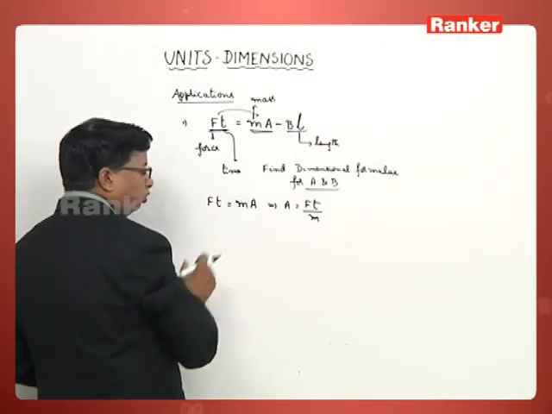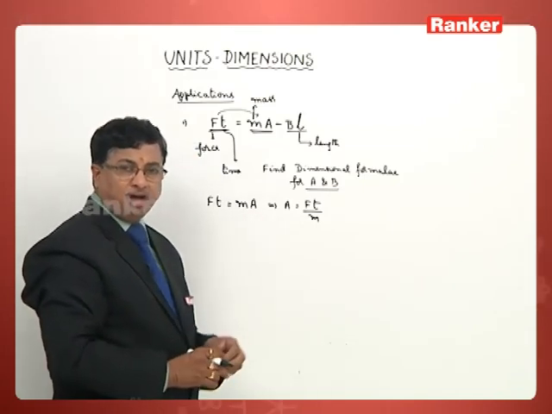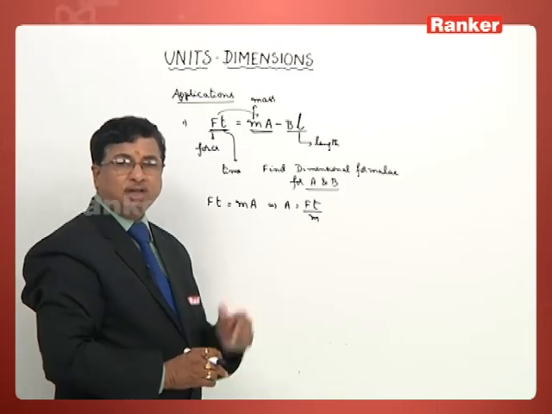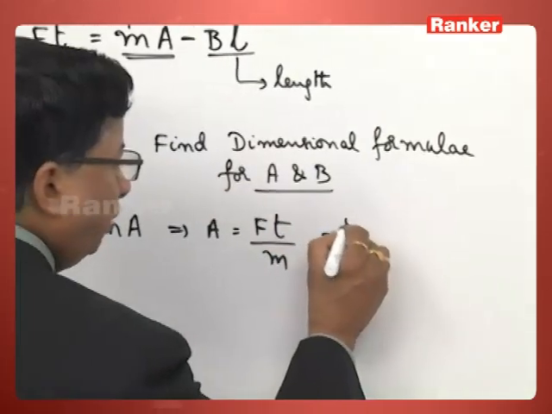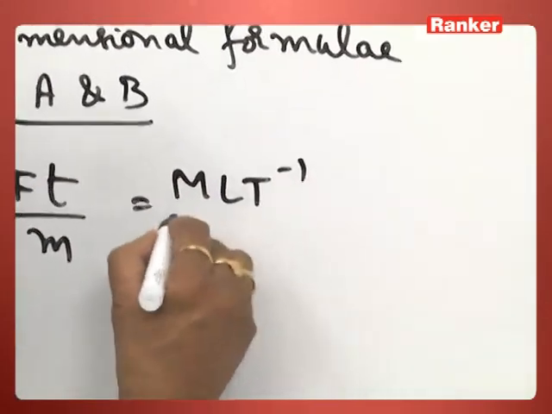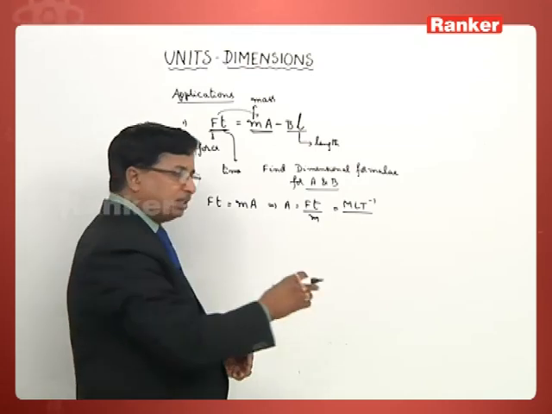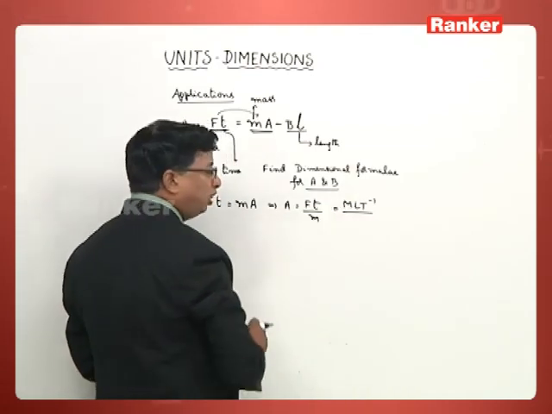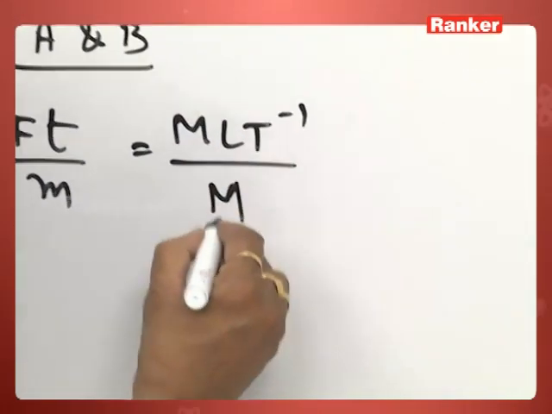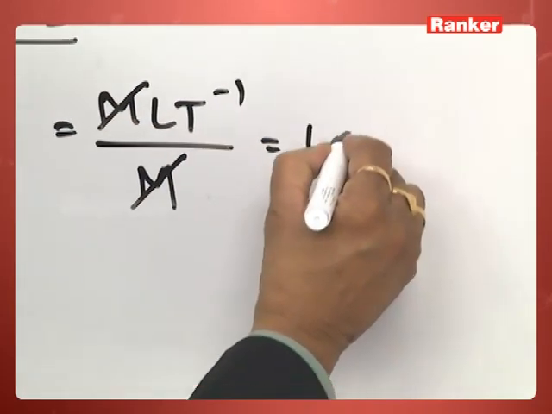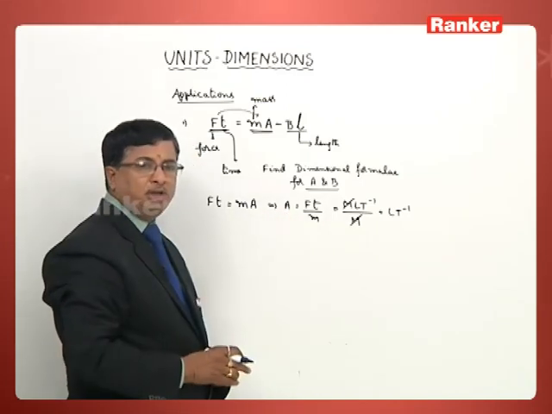Don't once again think they are numerically equal. Numerically they are not equal according to the equation given. They are equal dimensionally. That is the point we need to understand. So, if I write this way, F into T is impulse. Impulse is nothing other than linear momentum difference or change in linear momentum. So, we can say MLT inverse is the dimensional formula for the product of force and time. By mass, now M you take and cancel, then what is left over? LT inverse is the dimensional formula for A.